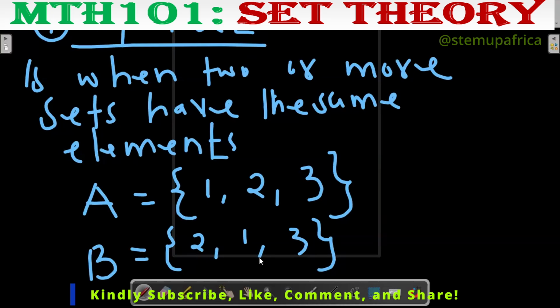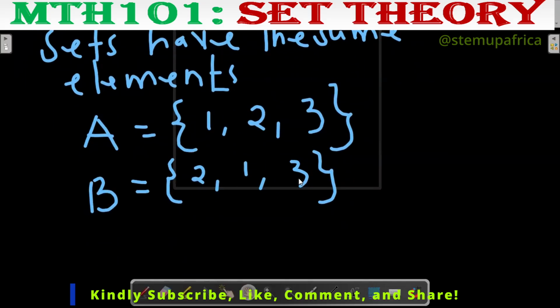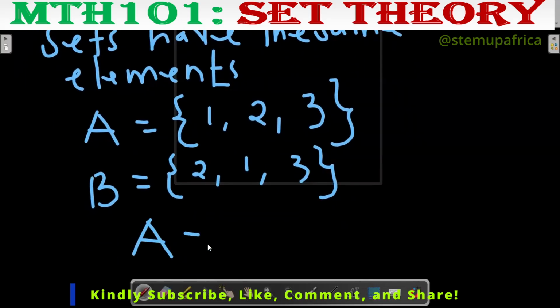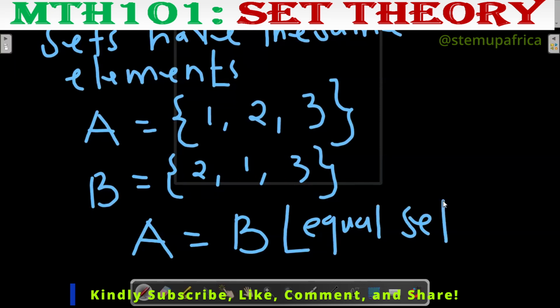Yes, but a different arrangement. The arrangement does not concern us. What concerns us is that both of them have the same elements. So we can say set A is equal to set B. Both of them are equal. That's what we call equal sets. Write it.